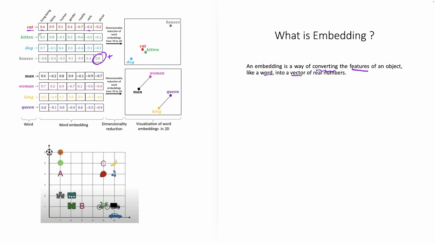So in the same way, what we've done is we've done cat, kitten, dog, houses. And what it says is these are something you can describe as 7-dimensional, right? Because we are studying 1, 2, 3, 4, 5, 6, 7 different features. Now it's very difficult to actually work in 7 dimensions, right?